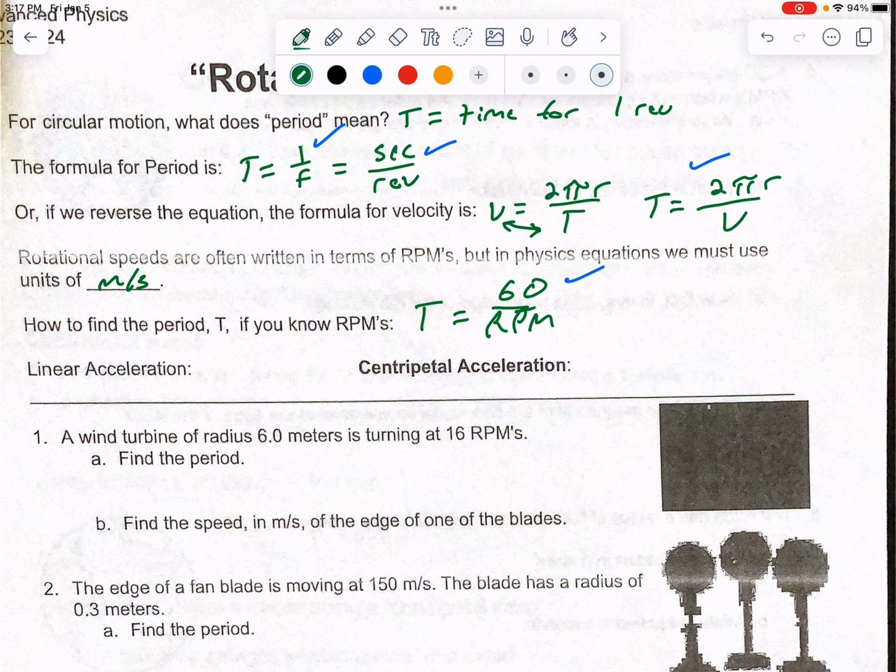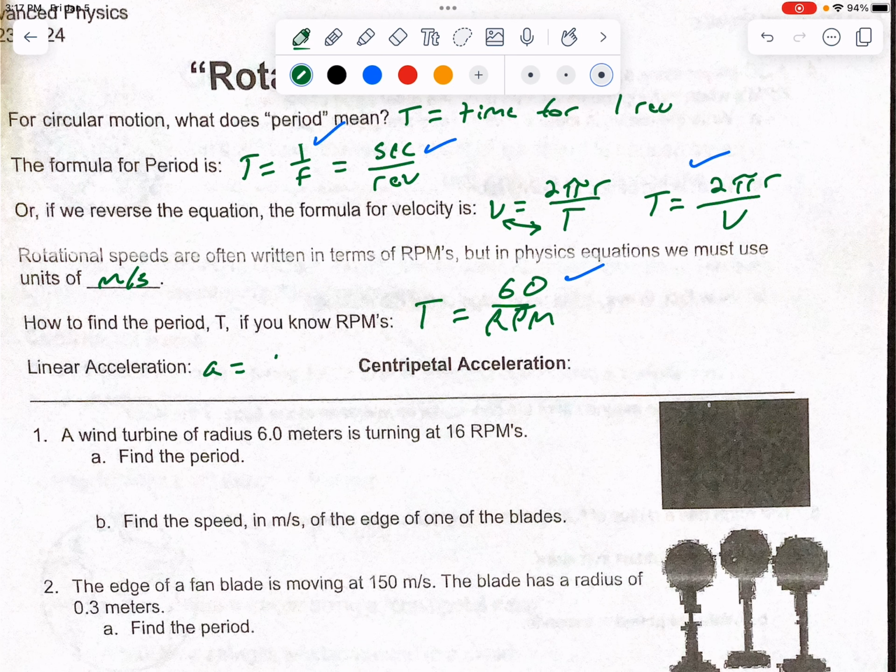Now, linear acceleration is technically A equals V over T, but we're not talking about linear, we're talking about circular, so we're not really going to be using this. We're using the whole AC equals V squared over R.